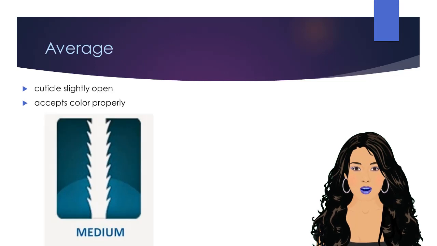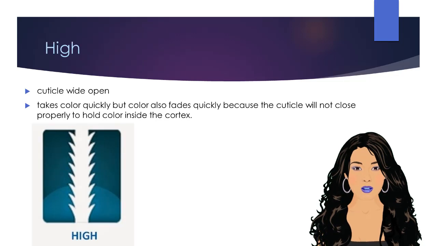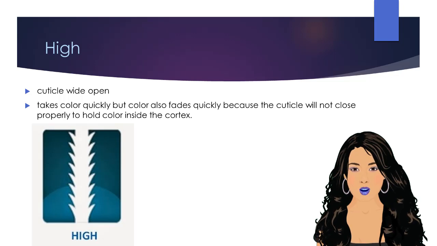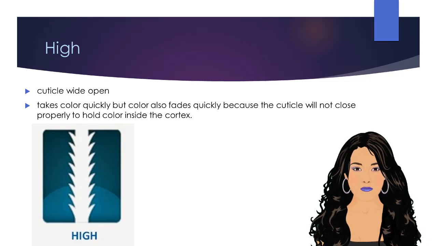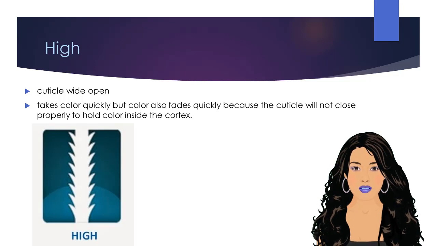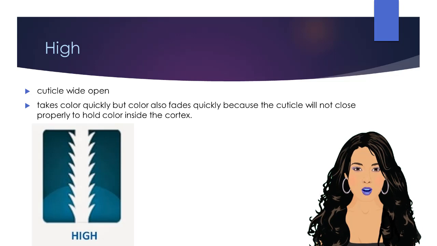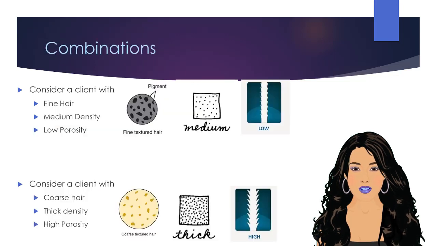Hair that has an average porosity has a slightly open cuticle layer and will accept hair color properly. Hair with a high porosity has a wide open cuticle. While hair with a high porosity will take color quickly, it will also tend to fade quickly, as the cuticle layer is so open, it cannot hold the pigment molecules inside the hair shaft properly.